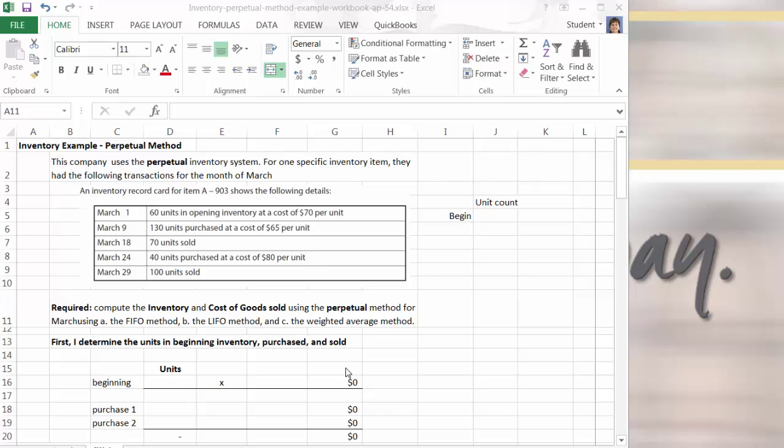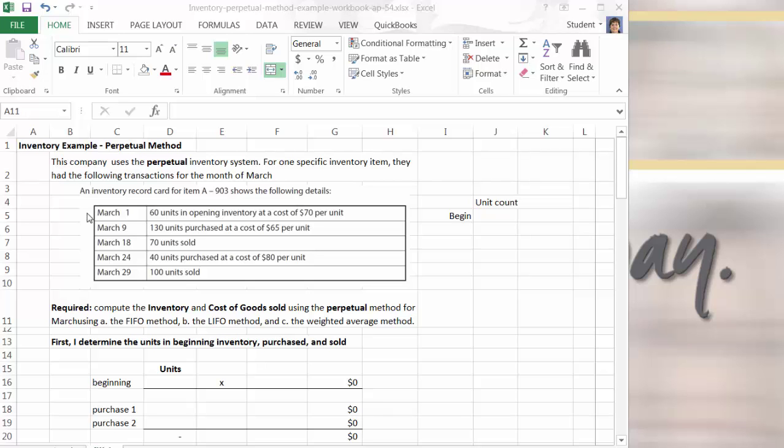In this example, we'll calculate the value of ending inventory and cost of goods sold using the perpetual inventory method. Further, we'll use valuation methods FIFO, LIFO, and weighted average method. In this example, we have an inventory record for one item, and we're shown the following details. On March 1, we open up inventory with 60 units at a cost of $70 per unit.